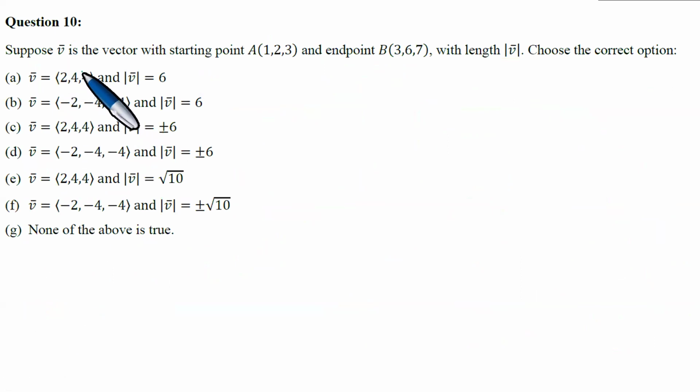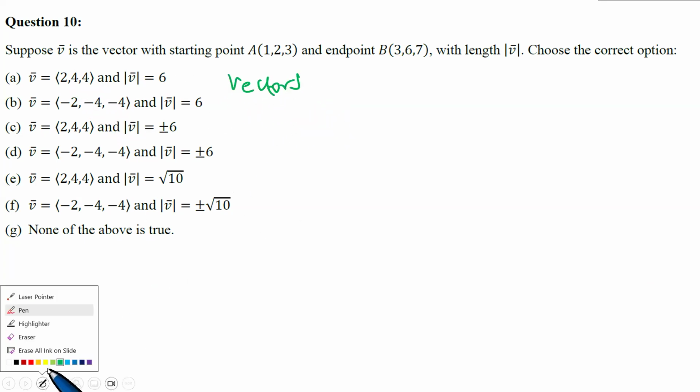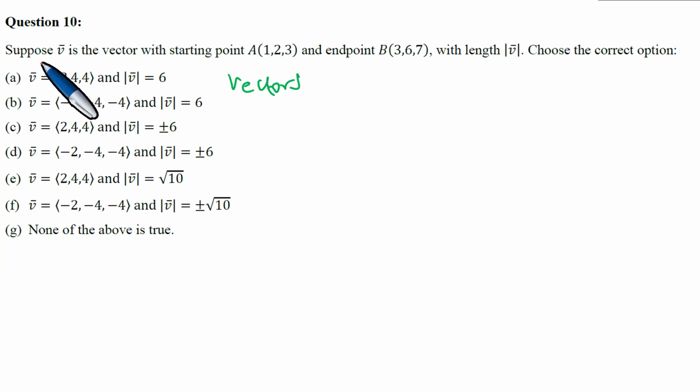Okay, let us look at question 10. Question 10 looks so tiny, but it's about vectors. So we're dealing with vectors, and a couple of things we need to take into account. Suppose V bar is the vector with starting point A with coordinates 1, 2, 3, end point B with 3, 6, 7, with length, magnitude of V. Choose the correct option.